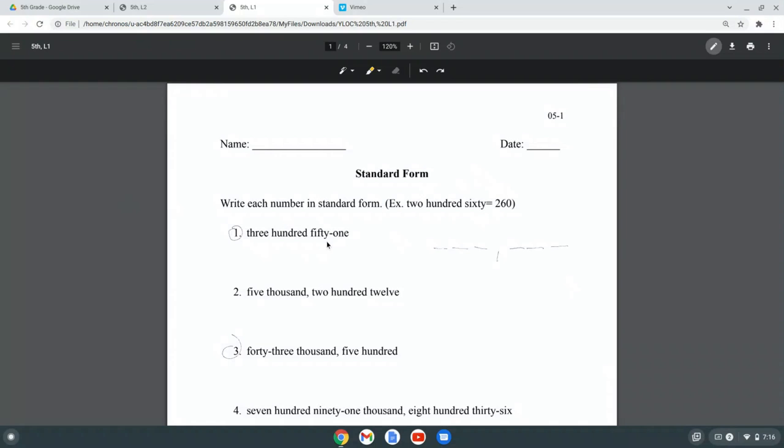So we have 351. So I drew a chart, and this is the thousands place, this is the hundreds place, this is the tens place, and this is the ones place. Since it says 300, we'll be writing 300, and there'll be 2 more places, and it says 51.